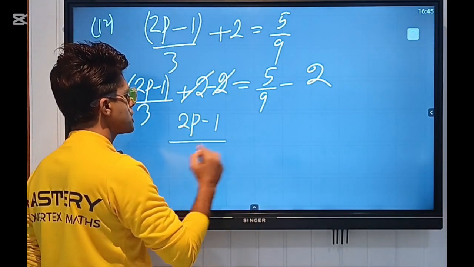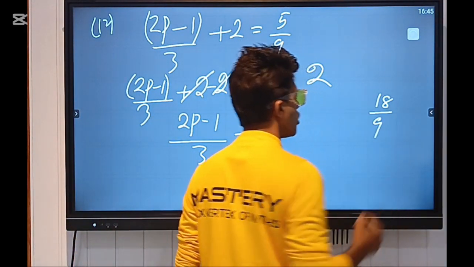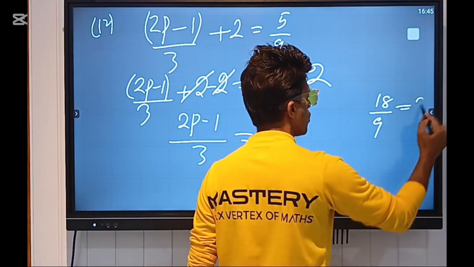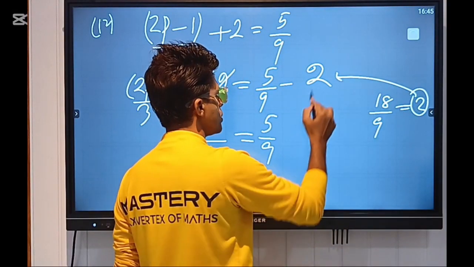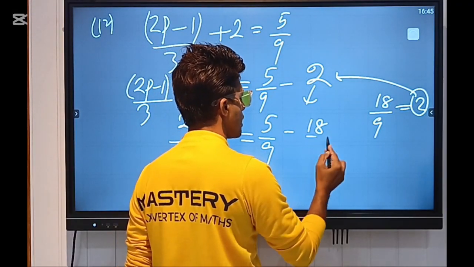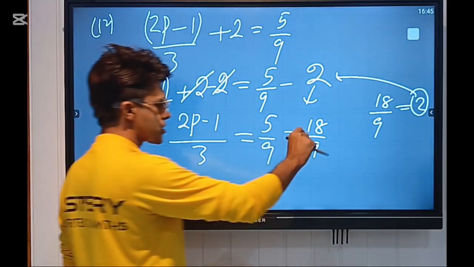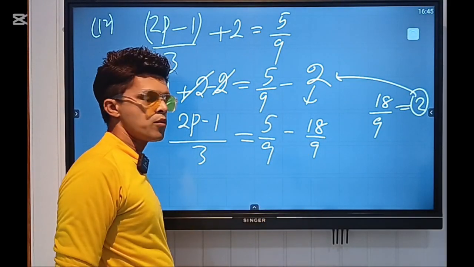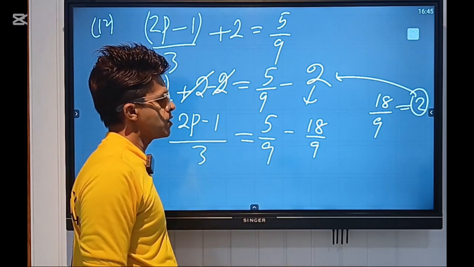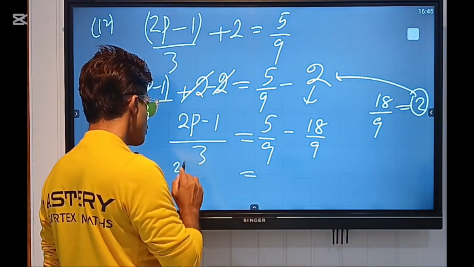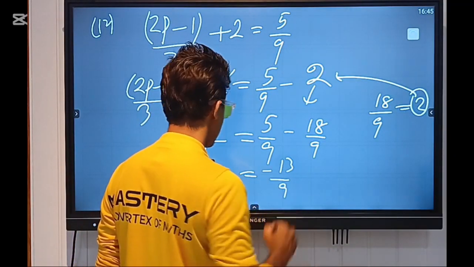2p minus 1 over 3 equals, then here 9. So as to get 9 in the denominator, you could write the 2 as 18 over 9. Generally, this is done thinking of this one first: you should write the denominator as 9. After that you could simplify easily. Then 2p minus 1 over 3 equals 5 minus 18, which is minus 13 over 9.